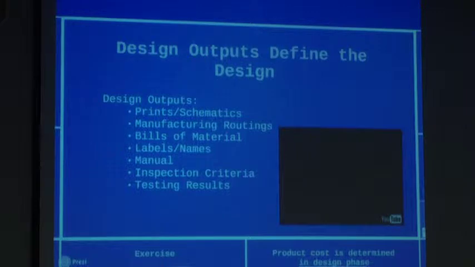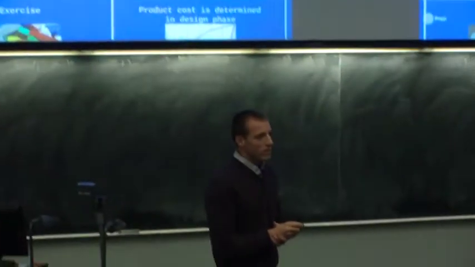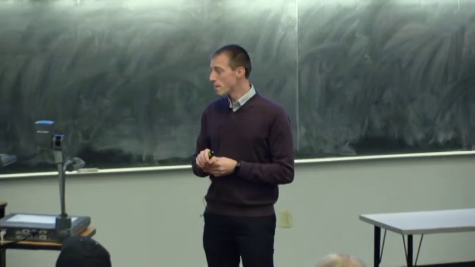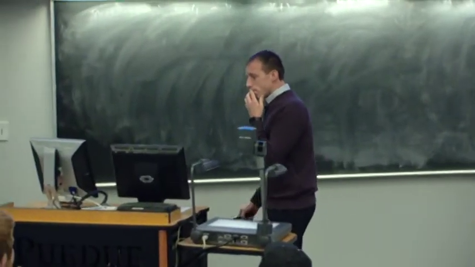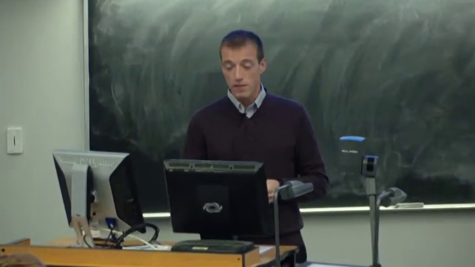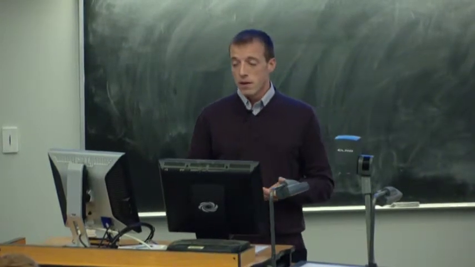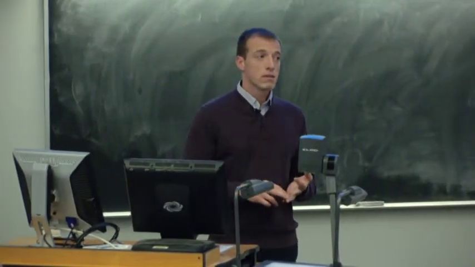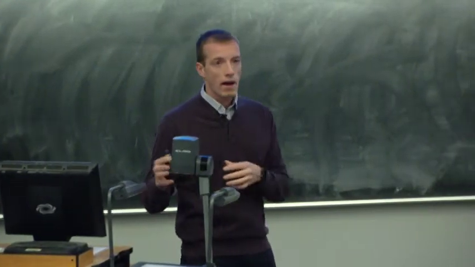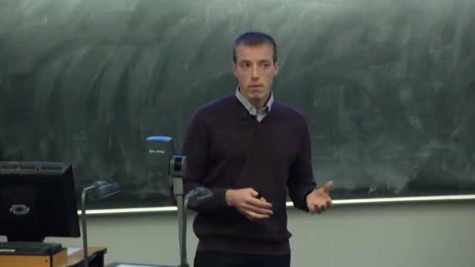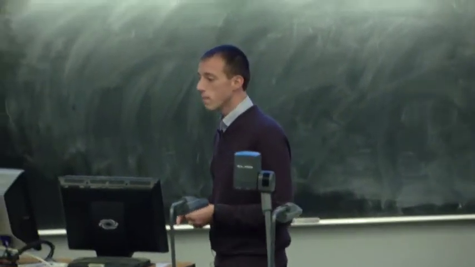The first one that we'll talk about today are prints or schematics. So I come from a biomedical engineering background, mostly mechanical. So most of this will have a mechanical flavor to it. So if you're a chemical engineer or electrical engineer, you'll have to bear with me a little bit. So you'll have a print of a part, and that specifies what the geometry of the part is. The next thing you'll have are routings. So routings tell you what the steps are in making a part and what kind of machines you'd use to make them.